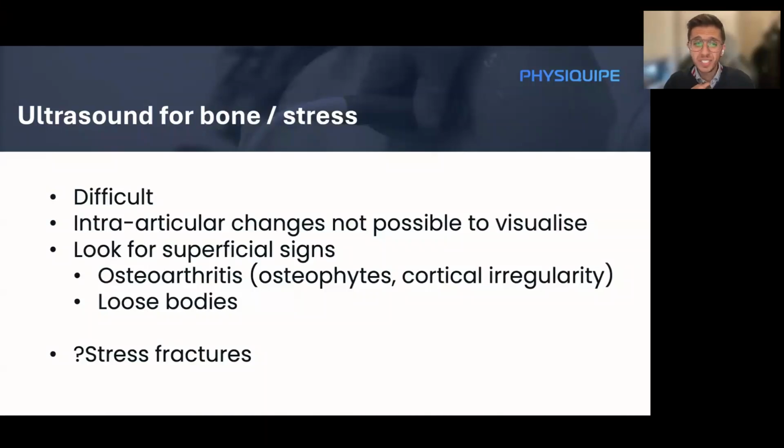Finally, bone and stress injury. So again, this is tricky. Ultrasound is not great for bones because essentially the ultrasound waves cannot penetrate into bone. But you can often see surrogate markers of bone pathology and you can often see superficial signs.